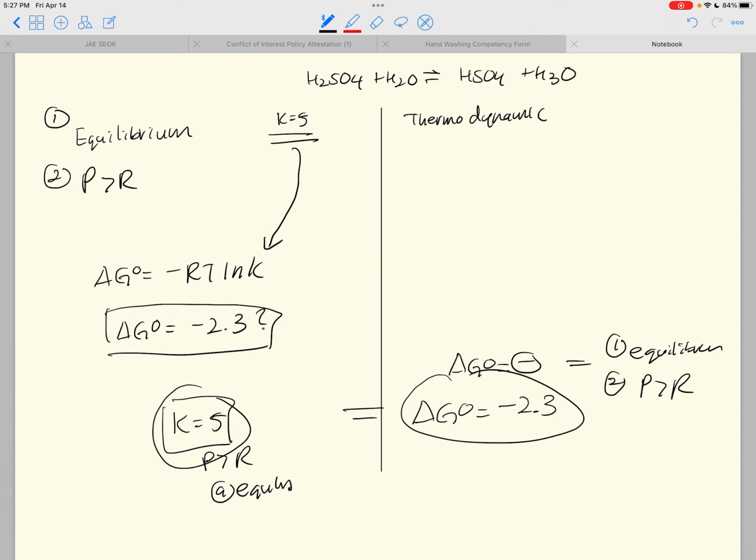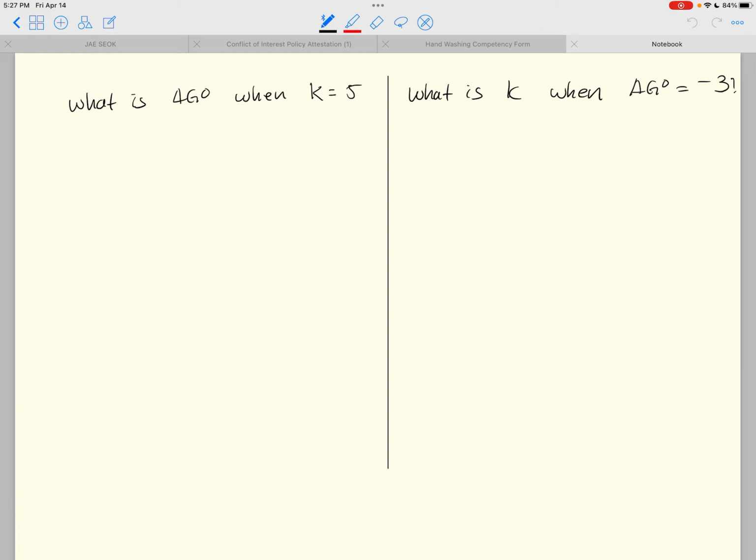Because I know there's a lot of confusion between delta G and delta G naught, but moving forward, delta G naught is the same thing as K. And that's all that means. So let's just do one quick question, or a couple of questions. What is delta G naught when K equals 5? Now, do you see the wording of how I asked this? I am showing you that delta G naught and K are telling you the same story in two different ways.